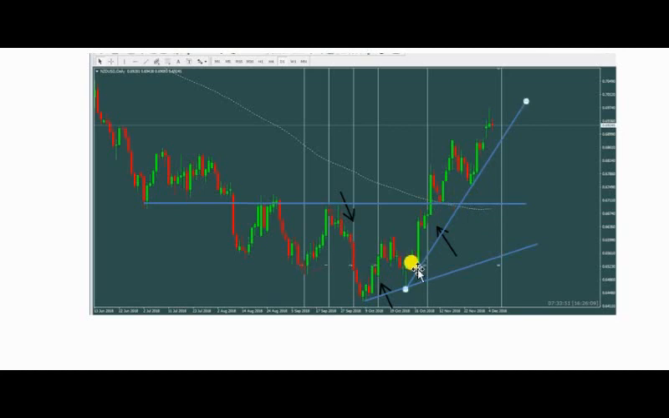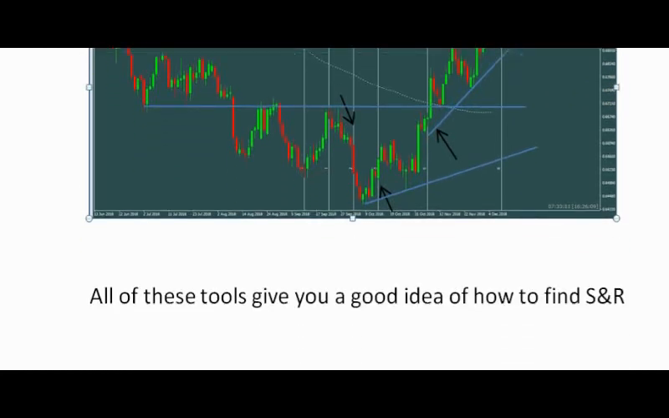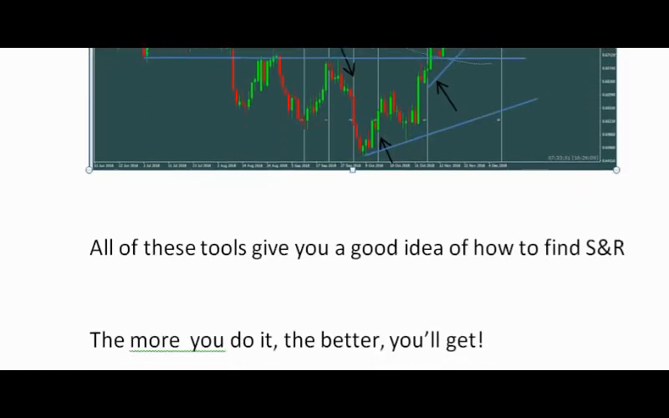And you just have to be aware of what's happening at these zones, and you have to keep on refining your entries and your exits. So all of these tools give you an idea of how to find support and resistance, and the more you do it, the better you will get.